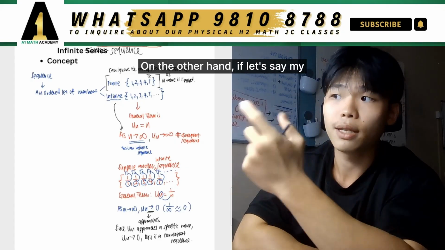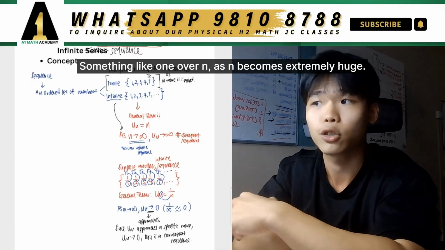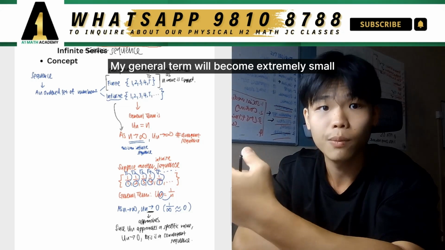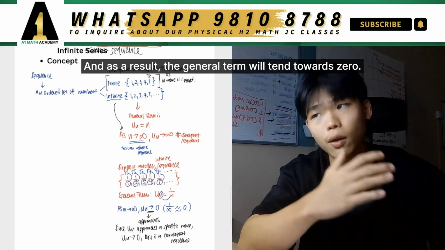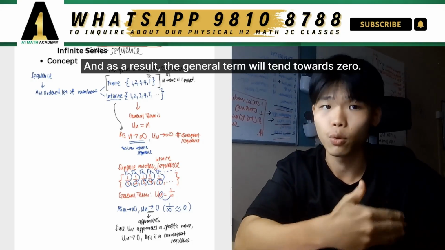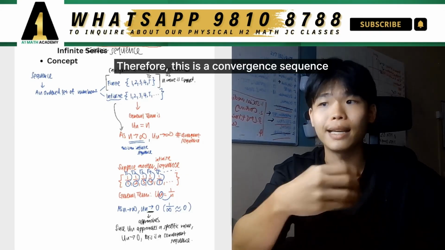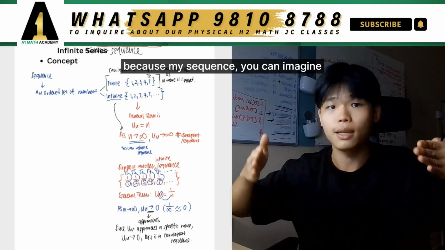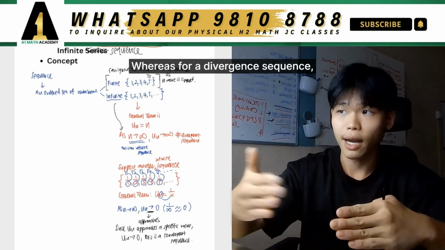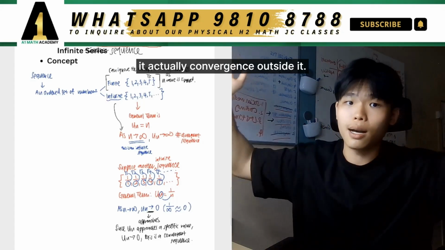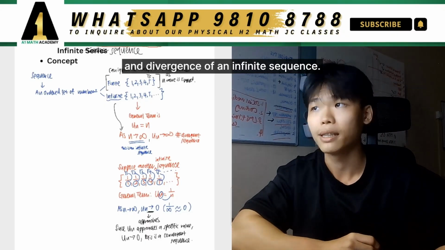On the other hand, if let's say my general term is a fraction, something like 1 over n, as n becomes extremely huge, my general term will become extremely small because the denominator will become very huge. And as a result, the general term will tend towards 0. Not 0 exactly, but it tends towards it. Therefore, this is a convergent sequence, because you can imagine the sequence as converging towards a specific value. Whereas for a divergent sequence, it actually goes outwards like that.